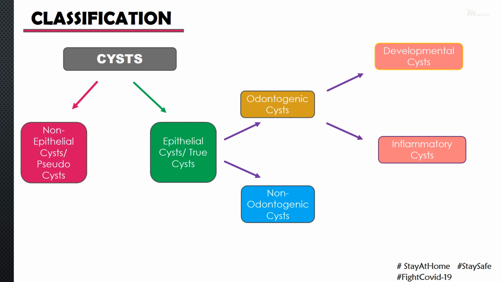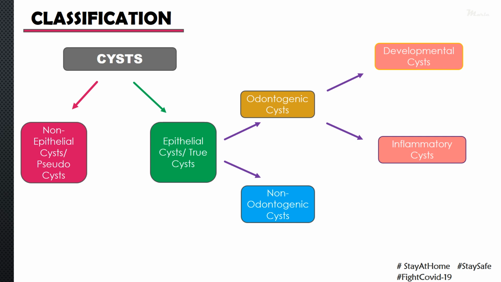Based on the origin, epithelial cysts can further be classified into odontogenic cysts and non-odontogenic cysts. Odontogenic cysts are derived from odontogenic epithelium. The lining of these cysts will have a derivative of the odontogenic epithelium. Non-odontogenic cysts, on the other hand, will have an epithelial lining that is non-odontogenic in nature. For example, it may include a lining which is a surface epithelium or a ductal lining and so on.